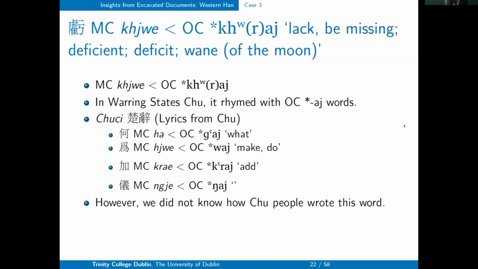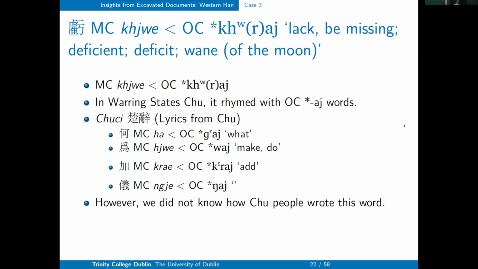For example, in the Chu Ci, there are 3 poems where Hui is in a rhyming passage with Kui. So it rhymes with He, Wei, Jia, Yi. All of them are Old Chinese I words. However, we don't know how Chu people wrote this word. So maybe Chu people didn't use this logograph to write these I words.